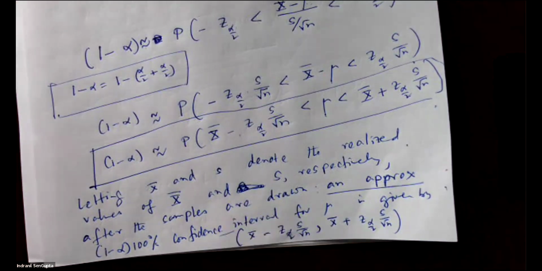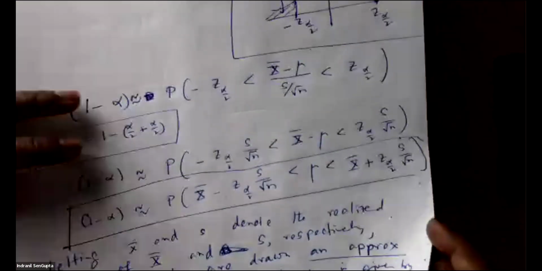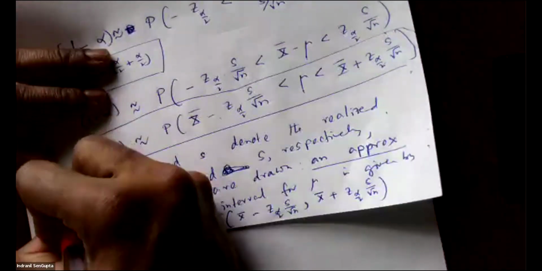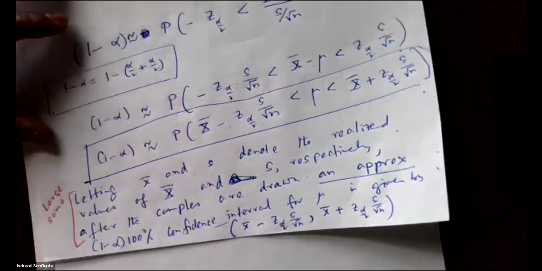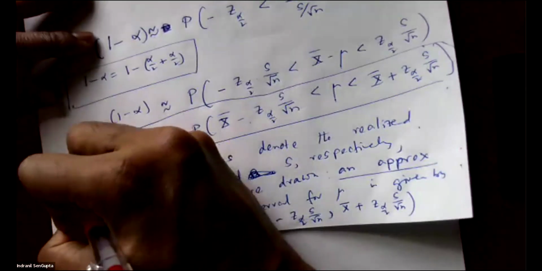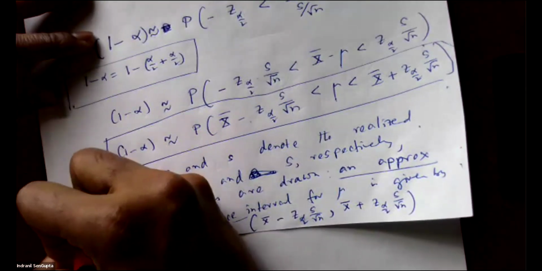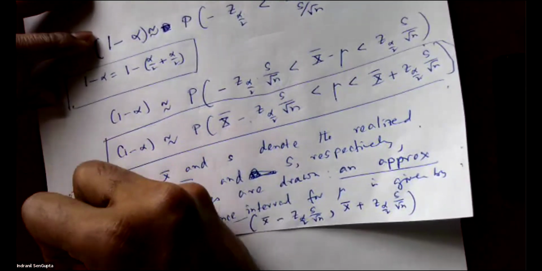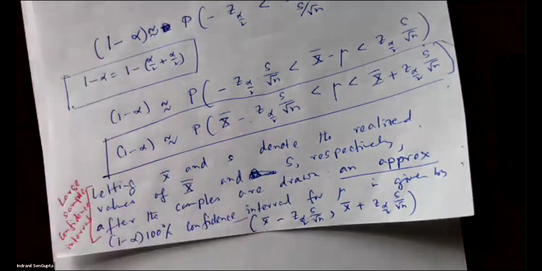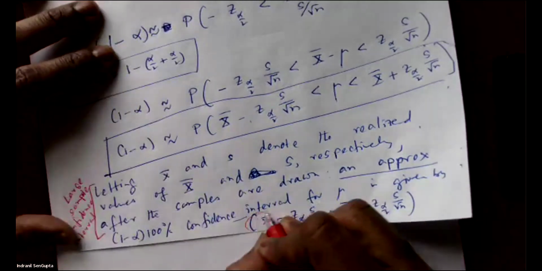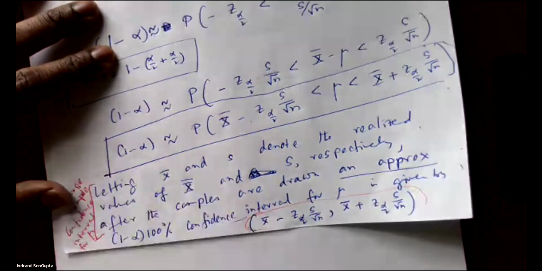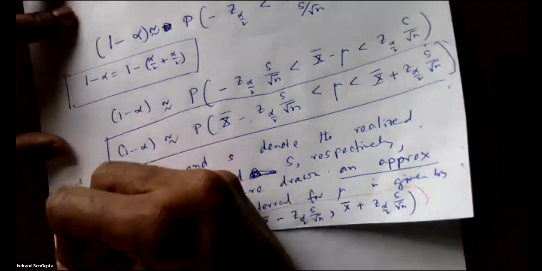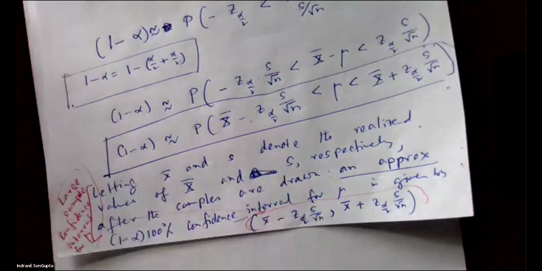It has another name. It's called the large sample confidence interval. So another name for this interval is a large sample confidence interval for mu.